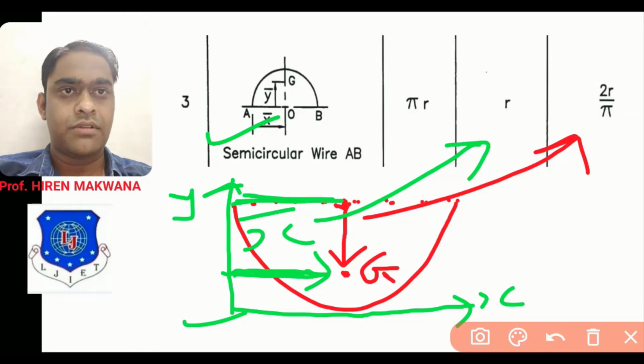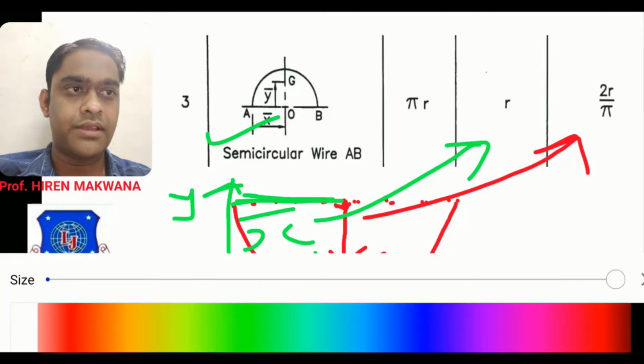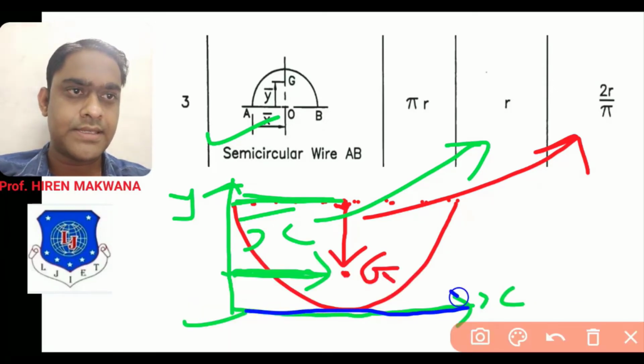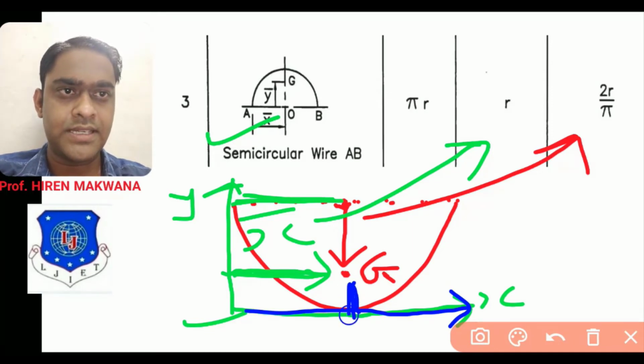But what is y bar? Let me show you again. It is the distance from the x-axis to this CG. So what is this blue color distance?